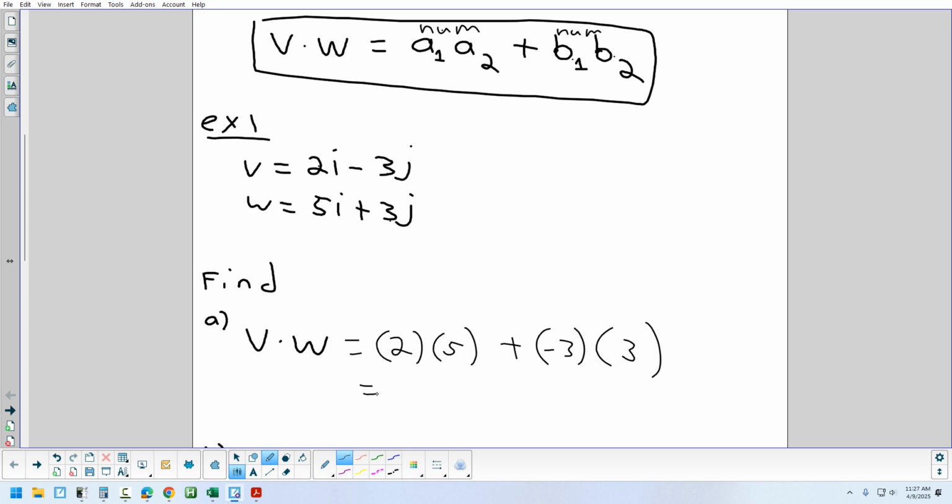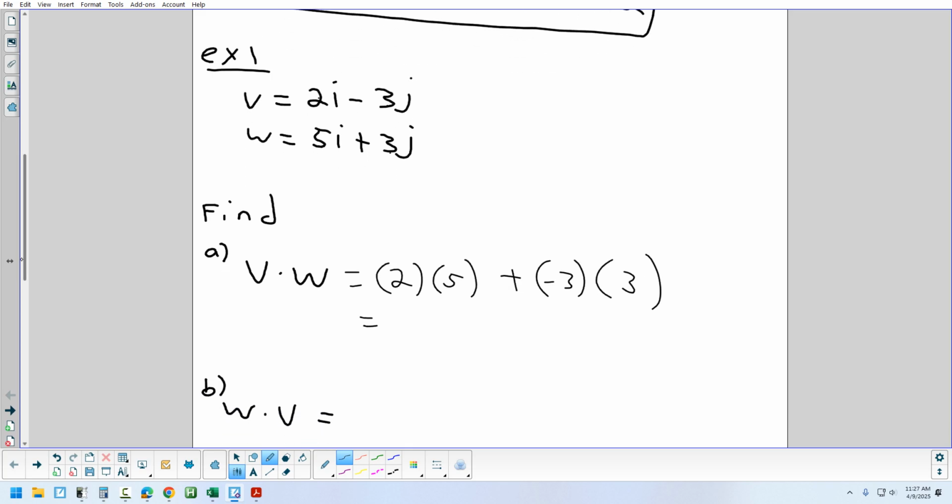2 times 5 is going to give me how much? 10. And -3 times 3 gives me? -9. So that gives me a dot product of 1. That is the dot product between V and W. Again, later I'm going to tell you what that 1 is used for. It does something.